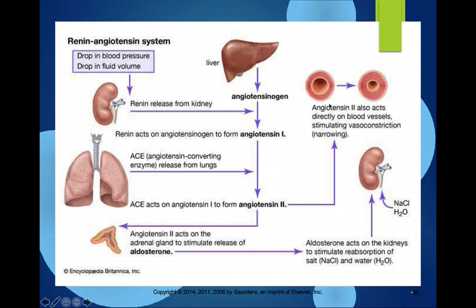Angiotensin 2 vasoconstricts, so we take a dilated blood vessel and we constrict it. So we have like a double whammy. We have from decreased blood pressure to increased blood pressure from the vasoconstriction, and aldosterone allows us to retain and reabsorb salt and water, and that too increases blood pressure. Okay, so when we take an ACE inhibitor, we're blocking the lungs. We're blocking this enzyme, so you never go from angiotensin 1 to angiotensin 2, which means you stay in this dilated state and blood pressure goes down.